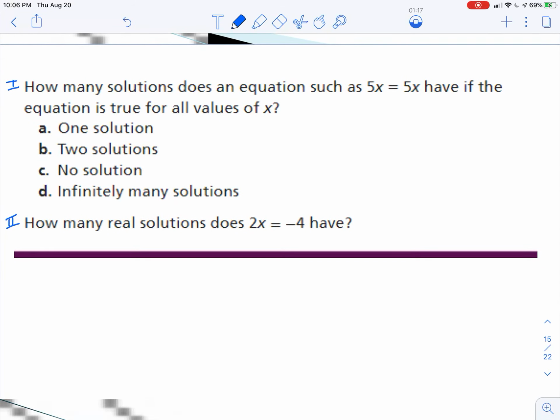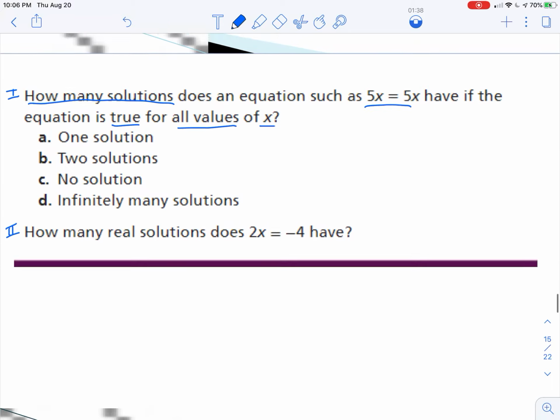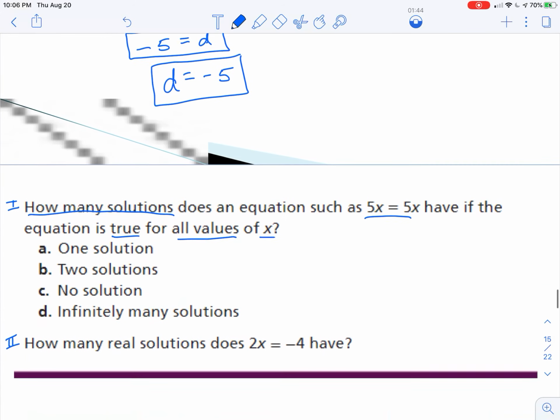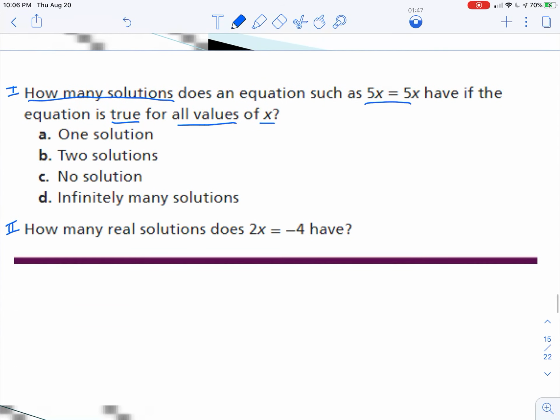Let's preface example 2 with this little bit of information here. Number 1 says, how many solutions does an equation such as 5x equals 5x have if the equation is true for all values of x? Remember, a solution is whatever we end up with as our variable's value. Like up here, d was equal to -5. z has a value or a solution. So we're looking to see what is the solution for x. What's the value of x?